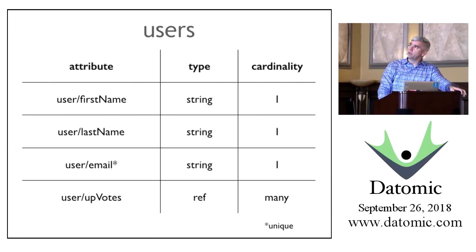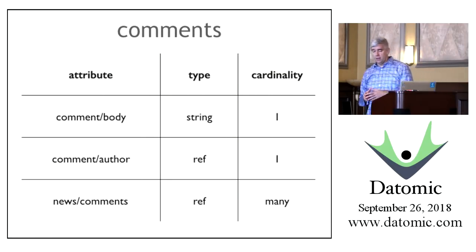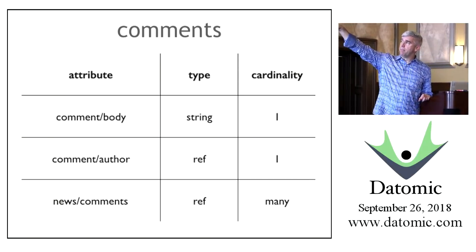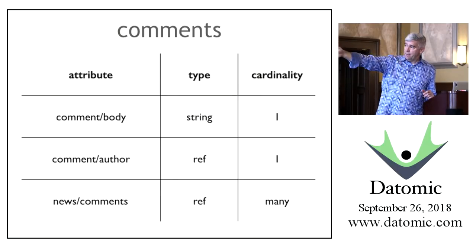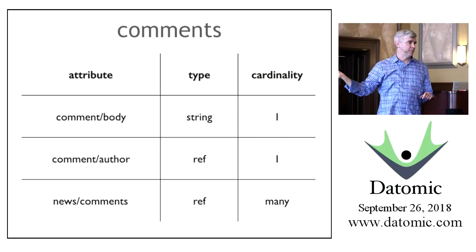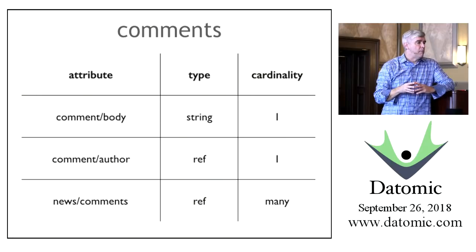Likewise, with users on the system, we're going to say users can have a first name and a last name. Those are strings. We're going to say that they have an email. That's unique. That's going to be how they log in. And users can upvote things. And again, most of those things will be cardinality 1, but one of them will be cardinality many. And then comments. Well, a comment's going to have a body, which is a string. It's going to have a reference back to who made the comment. So the comment author is going to be an entity, which is a person. And then comments can have comments. And so here you see where Datomic starts to give you some flexibility, modeling hierarchy.